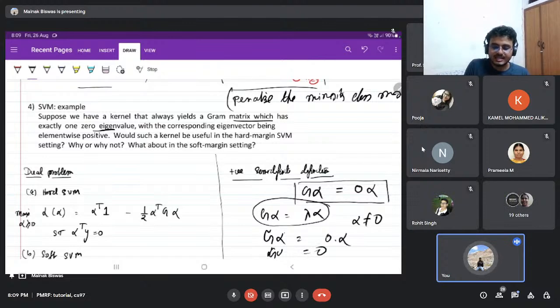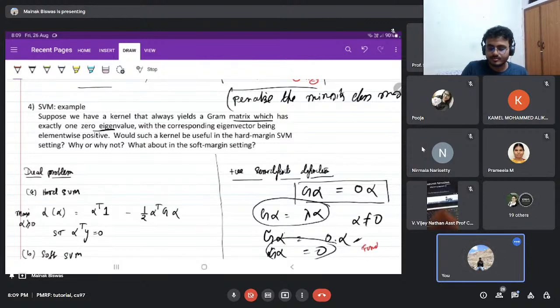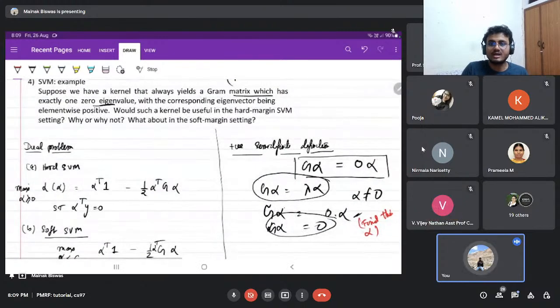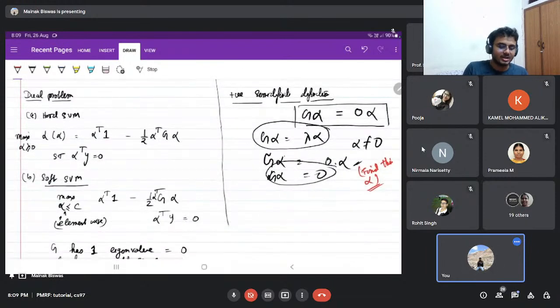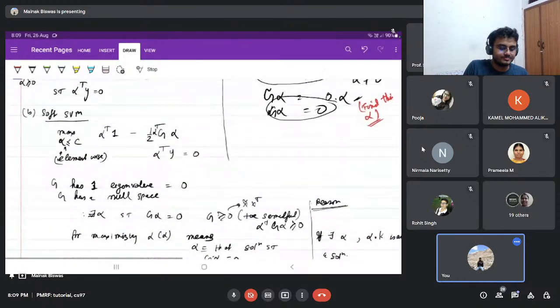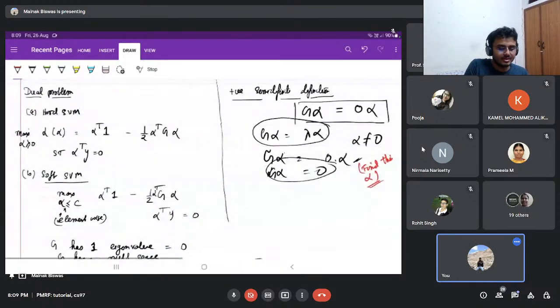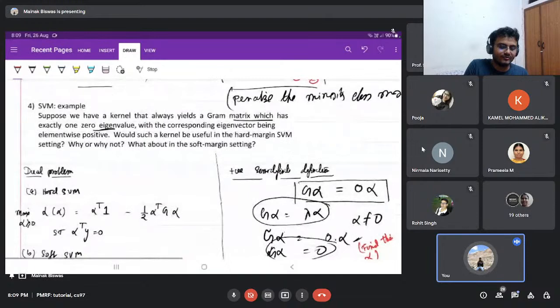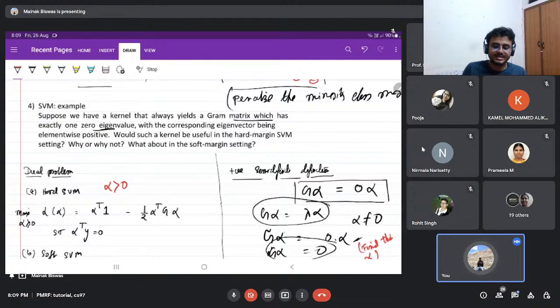So you can clearly see, what will the SVM try to do? It will try to find this alpha, right? If you have found this alpha, you are done. If you have a doubt, you can ask. If you can find this alpha at once, you are done. So to do this in a soft SVM, let's do the hard SVM first. We just had alpha greater than 0. So what will happen? Can a hard SVM solve this problem?